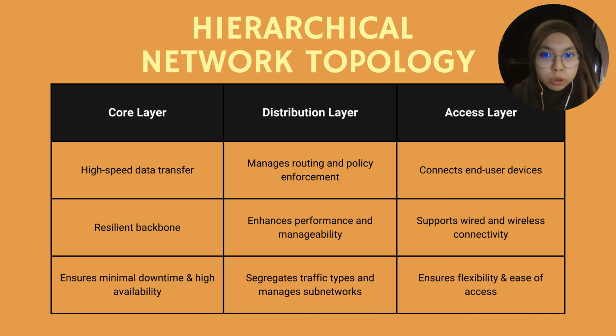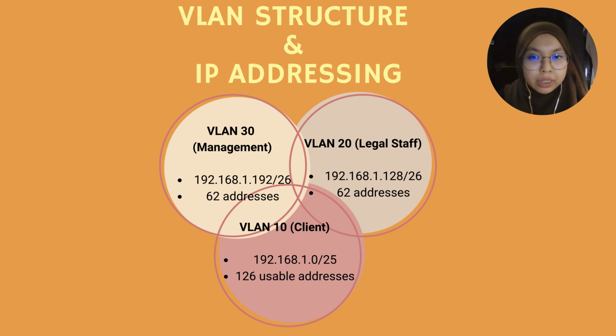Second layer, which is distribution, it manages routing and policy enforcement between the core and access layers. It enhances performance and manageability by segregating traffic and managing subnetworks. Access layer. This layer connects end-user devices through switches and access points, supporting both wired and wireless connectivity for flexibility and ease of access. Our hierarchical topology allows for easy scalability, simplified troubleshooting, and redundancy, reducing the risk of single points of failure. We have implemented a VLAN structure to segregate traffic and enhance security.